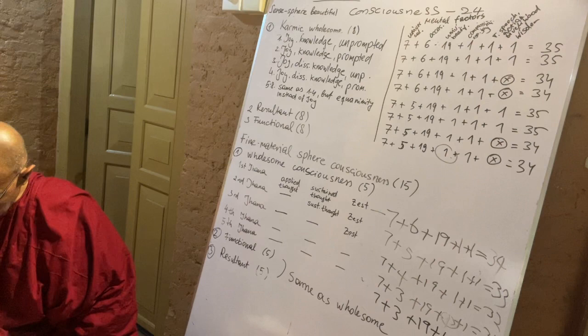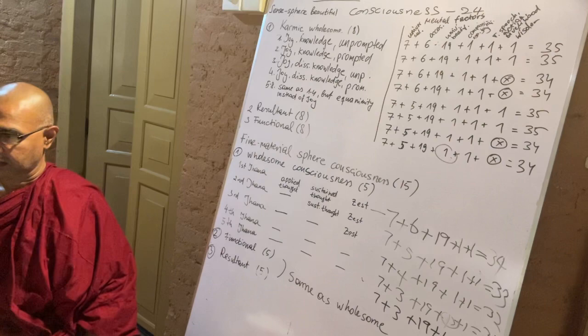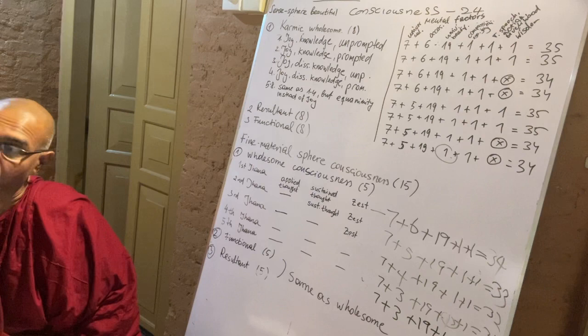There is resultant consciousness pertaining to the base of infinite space, resultant consciousness pertaining to the base of infinite consciousness, resultant consciousness pertaining to the base of nothingness, and resultant consciousness pertaining to the base of neither perception nor non-perception. These are the four types of immaterial sphere resultant consciousness. You get resultant consciousness once you are born into that realm.